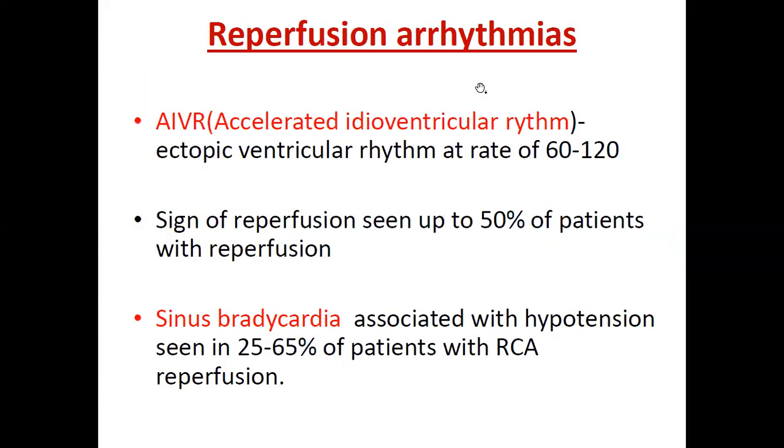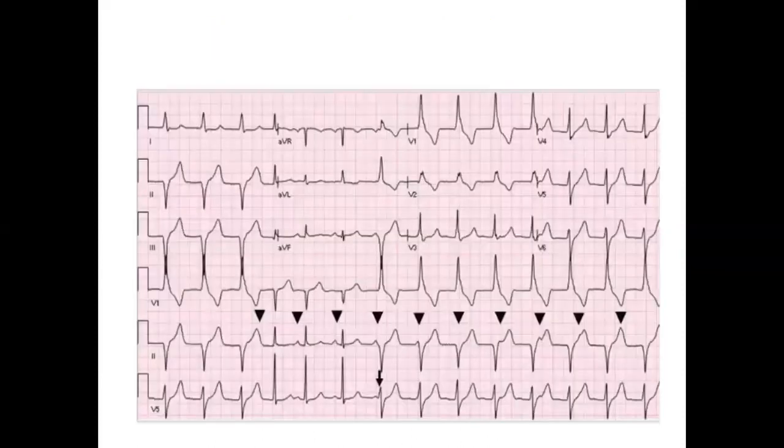The last thing you can also see is reperfusion arrhythmias. Generally, if there is successful thrombolysis, there will be a rhythm called accelerated idioventricular rhythm. As a sign of reperfusion, up to 50% of patients may have this accelerated idioventricular rhythm. And sinus bradycardia associated with hypotension can also be seen in various patients.